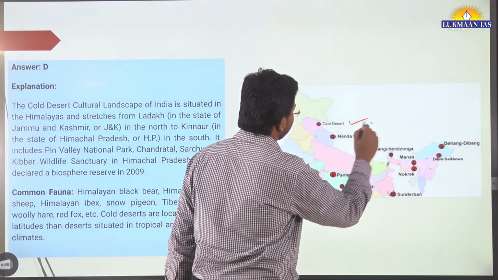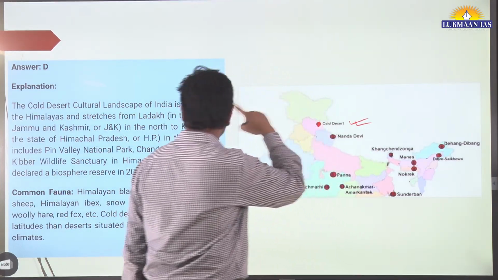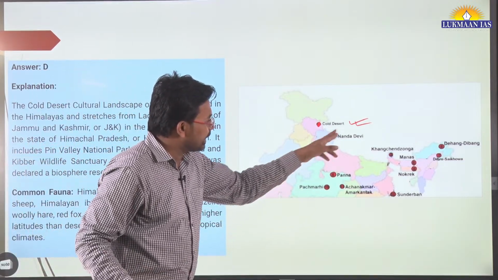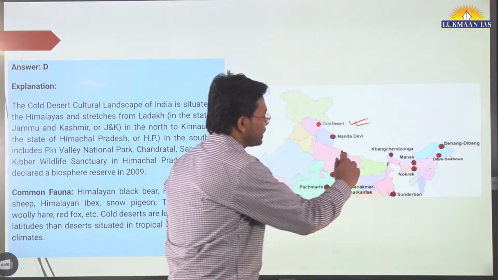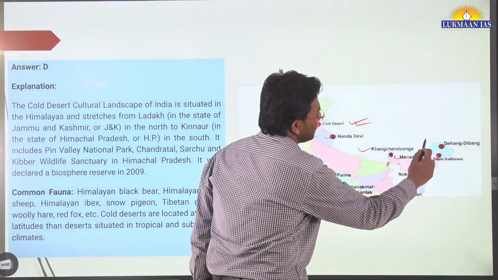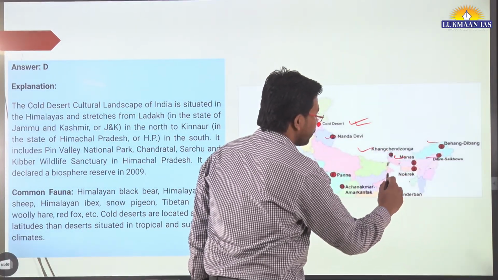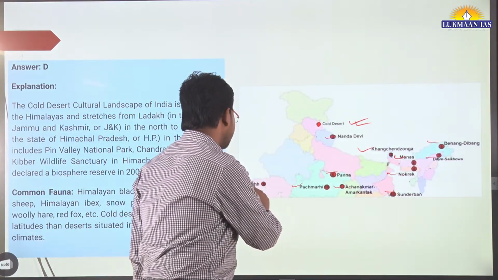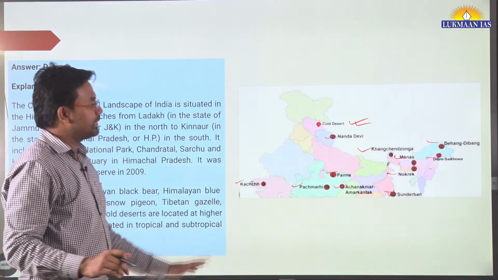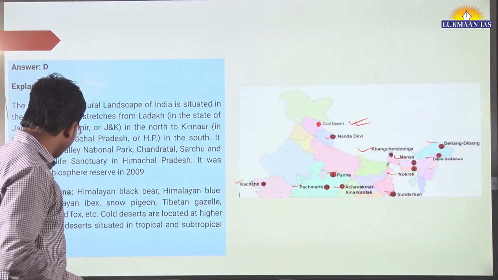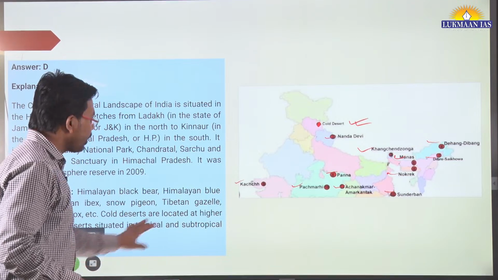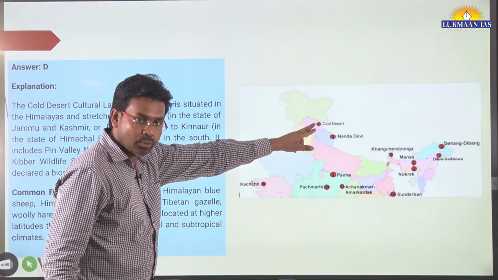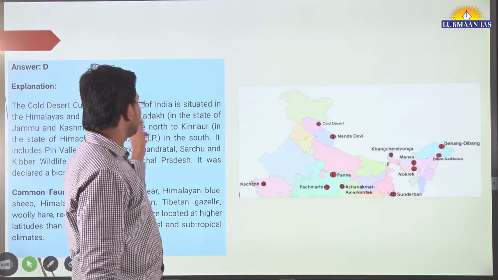This is the cold desert biosphere reserve. Over here are the places that I have named, and apart from this, these others are biosphere reserves, for example Kanchenjunga, Manas, Nanda Devi, Dihang Dibang, Dibru Saikhowa, Nokrek, Sundarban, Achanakmar-Amarkantak, Panna, Pachmarhi, Kutch. These are biosphere reserves. This is important: they are not all cold desert, they are just biosphere reserves. We have only one cold desert biosphere reserve, and under it there are many places.